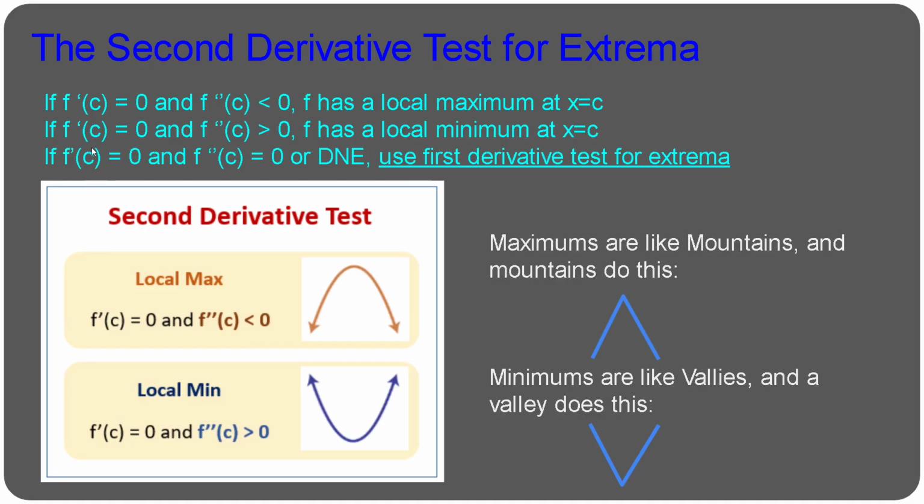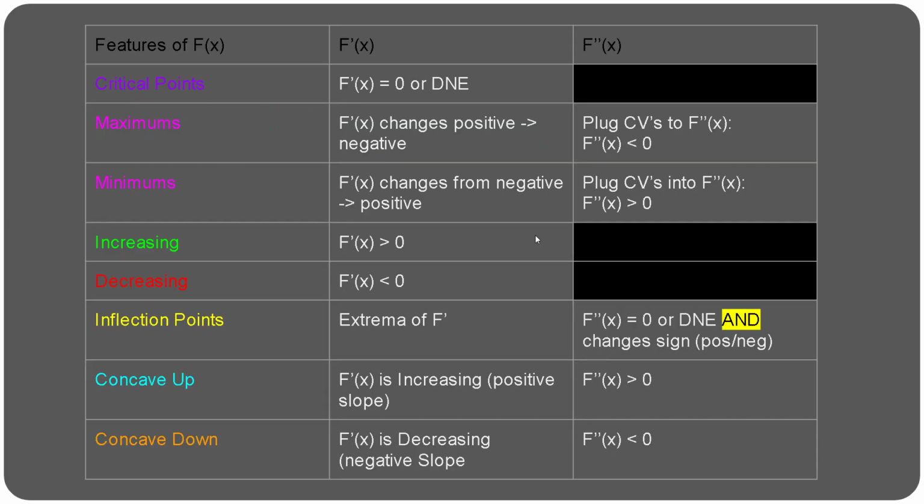And then if f prime of c is equal to 0 and the second derivative is 0 or does not exist, you have to use the first derivative test. The second derivative test won't help you there. Okay, here's a little comparison between f of x, f prime of x, and f double prime of x. I'm not going to go over all of these because we kind of did just go over all of them. Here's them summarized into a really easy to read chart.